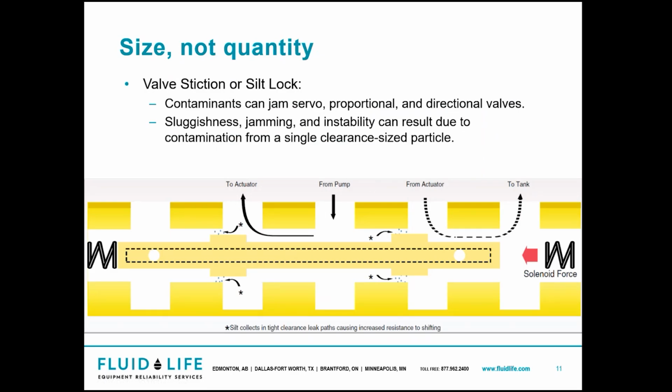Now, it's not necessarily how much dirt you have in your components, but the size of it. So even one single little particle can jam up an entire system, called silt lock or valve restriction. So ensuring that we're able to have the right viscosity of oil that can flush out those particles is going to be important.